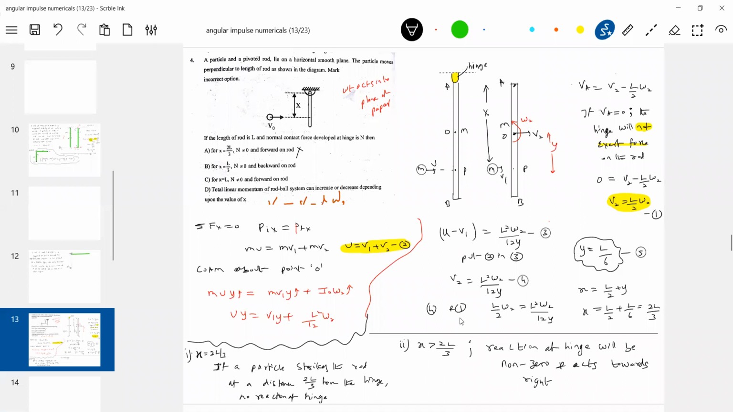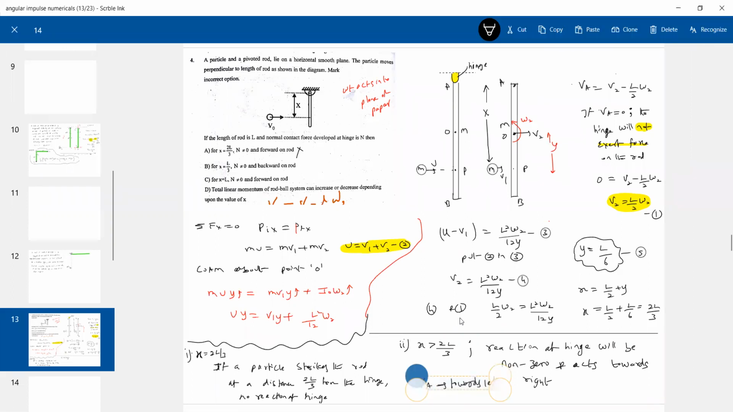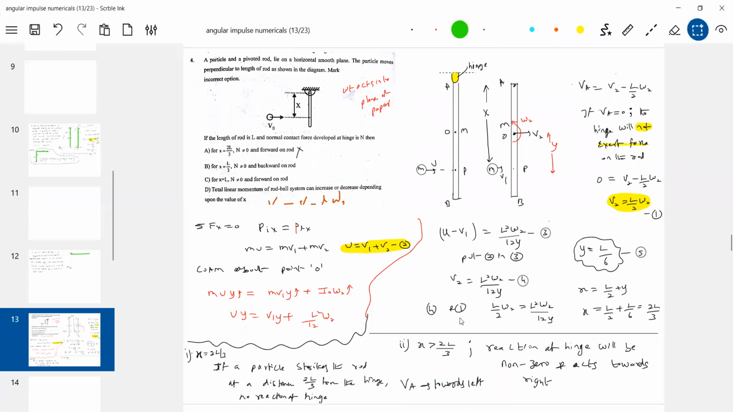So on what basis can you see this? What happened to the velocity of point A? Velocity of point A will be backward, towards left. If the velocity of point A is towards left, the hinge will exert force towards right, no? So that's what I'm saying. I think this is very important. What we assumed is very important. With that only I should solve the problem. I should first discuss equations 1, 2, 3, 4: at what point the particle should strike so that the reaction at the hinge is 0.